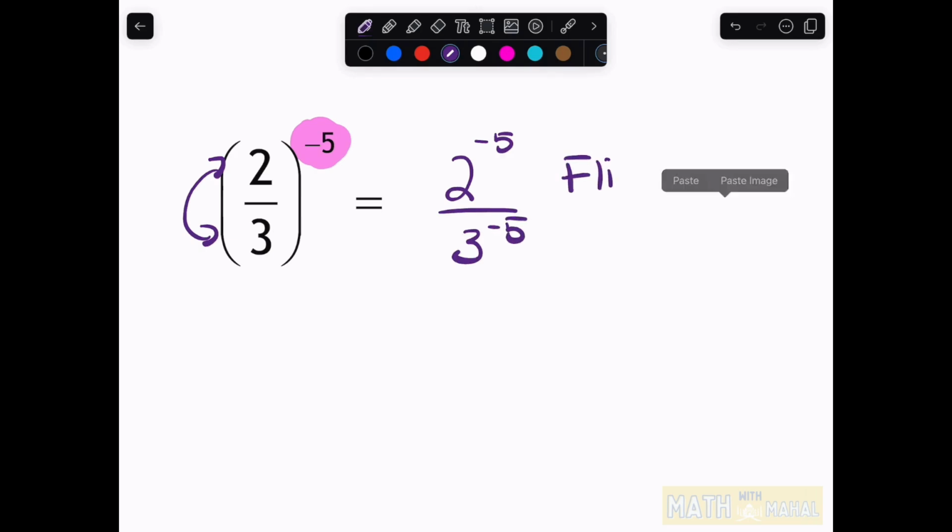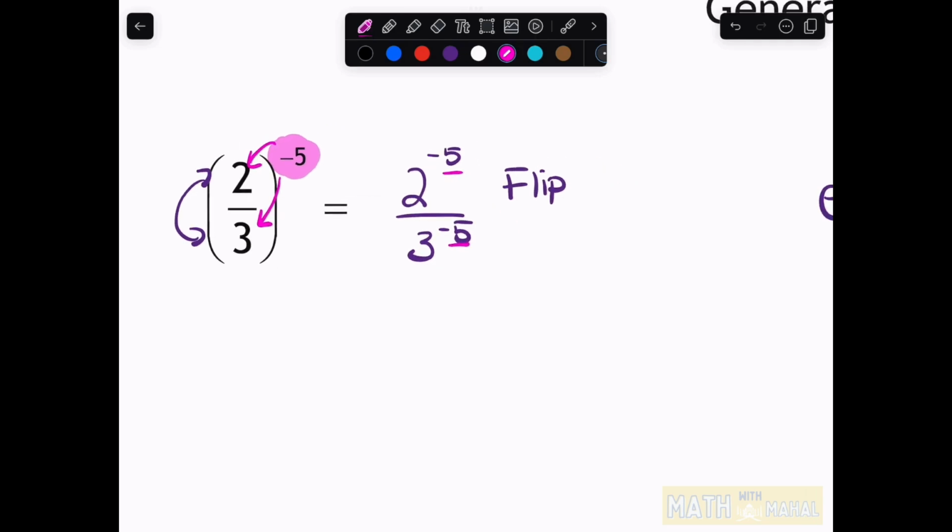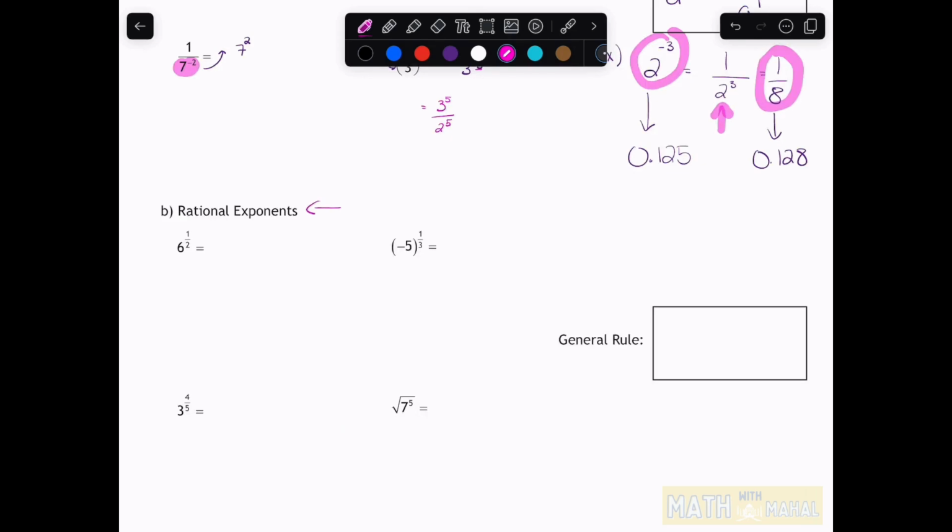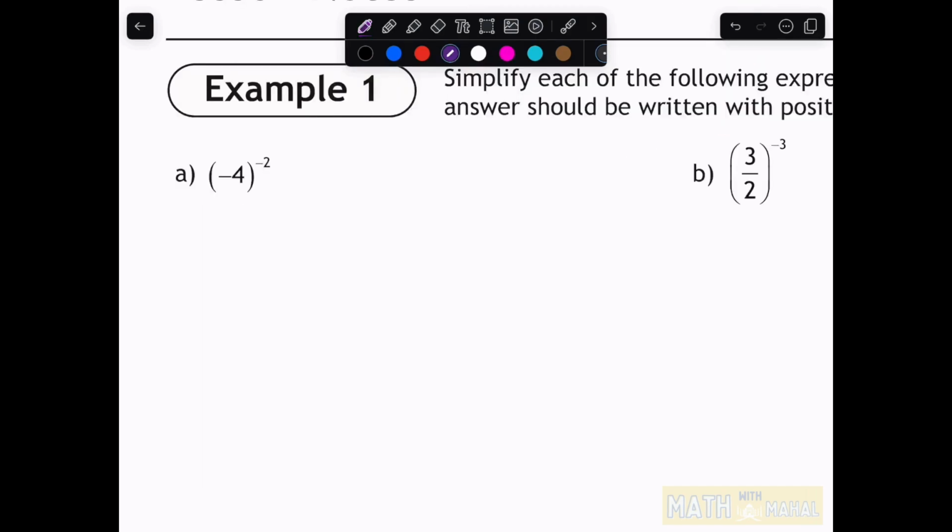And now we're gonna flip it. This portion here, sorry, I'm working ahead of myself, was just to show you the distribution where both of them get that negative 5. And now we can flip it. So that's gonna be 3 to the power of 5 over 2 to the power of 5. All right, I'm not gonna go over the rational exponents because we just did it in the previous section, so let's move on. All right, let's go ahead and evaluate this.